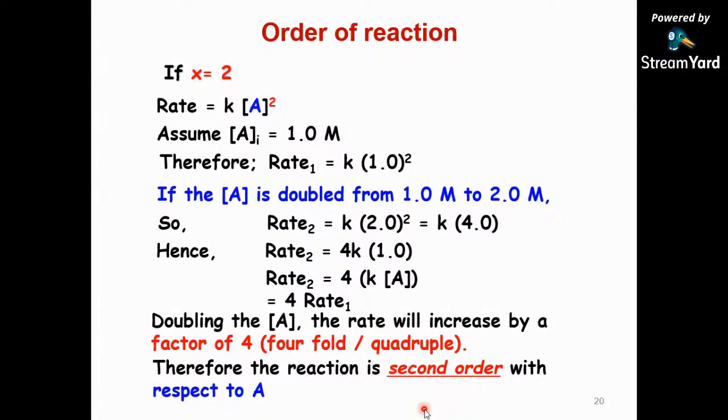So this we need to learn on zero, first and second order. Zero does not depend on the concentration of reactant. First will double. And for second, it will be a factor of 4, quadruple.